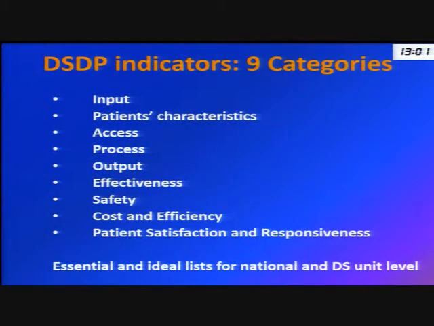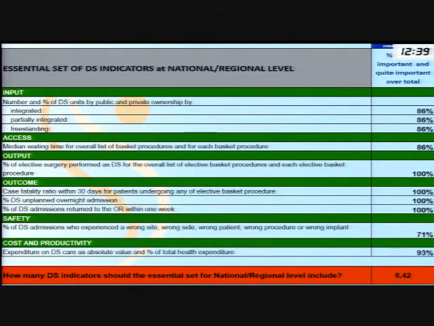So this slide was already shown by Carlo. Within the surgery project, we classify the indicators in 9 categories, and we developed 4 lists of essential and ideal indicators for national and day surgery unit level. This is one of these lists. It's the same that Carlo showed a few minutes ago. It's the essential set of day surgery indicators for the national and regional level, classified again by categories, which is input, access, output, outcome, safety, and cost and productivity.